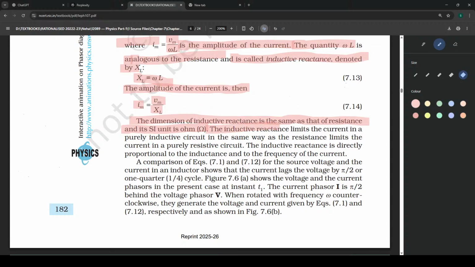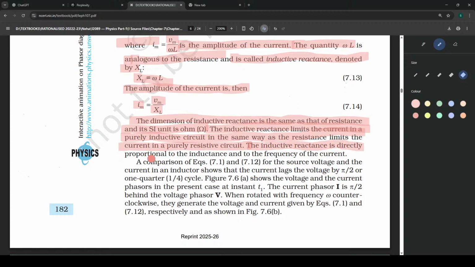The inductive reactance limits the current in a purely inductive circuit in the same way as resistance limits the current in a purely resistive circuit. Both inductive reactance and resistance have only one thing to do, that is oppose and resist the flow of charges, or reduce the flow of current. So both are doing the same thing, so both are the same kind of quantity.